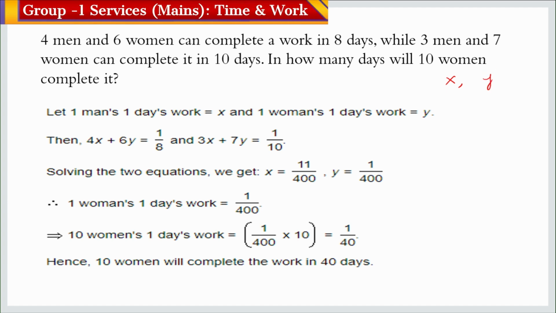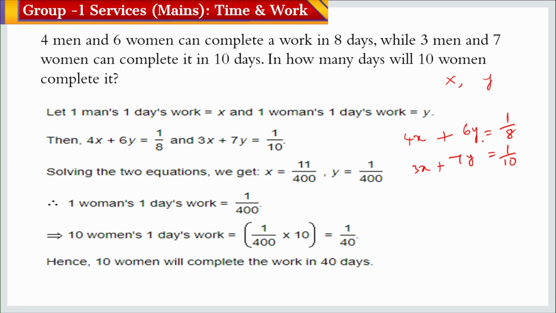Okay. So, there are 4 men. So, 4 men can do the work in 1 day is 4x. 6 women can do the work in 1 day is 6y. Means total 4x plus 6y can do the work in 8 days, means 1 by 8. Similarly, 3 men 3x, 7 women 7y equal to how much? 10 days, means 1 by 10. So, you have to simplify this one.